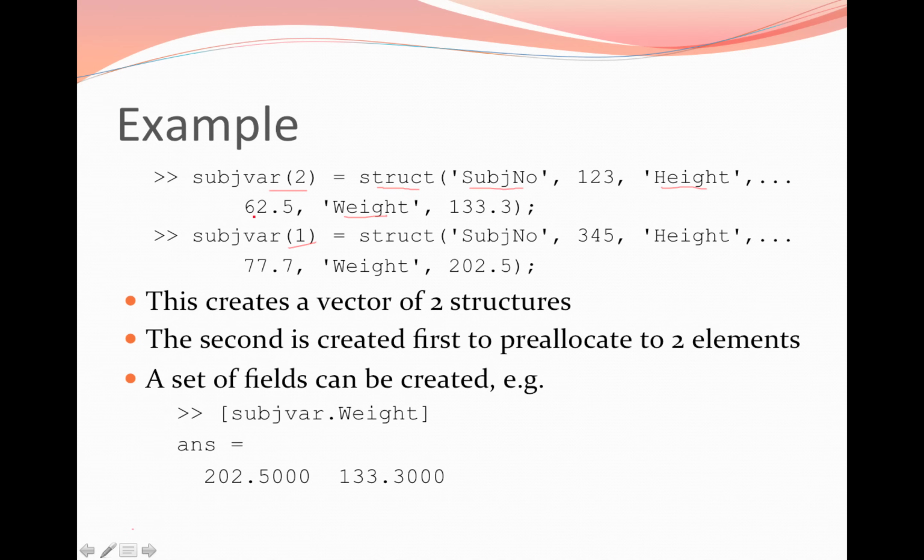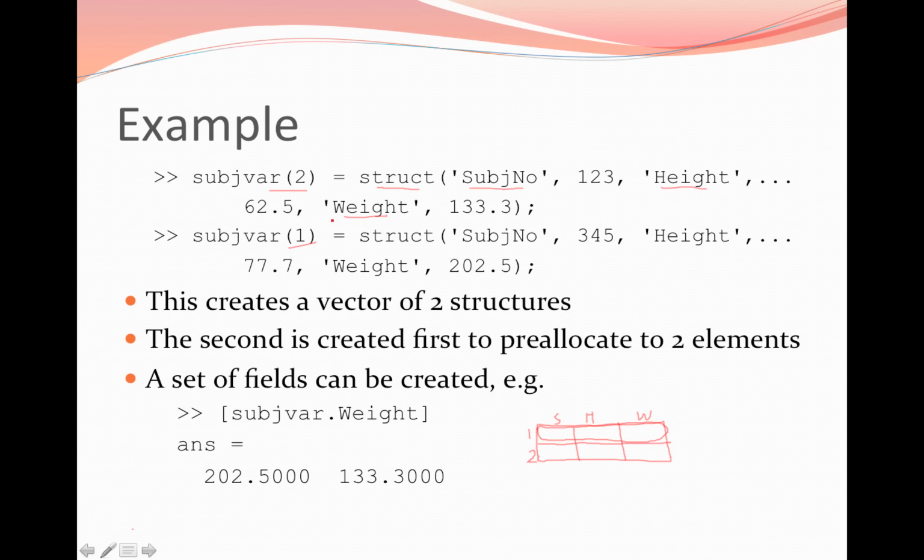So this is going to create a vector of structures. So we have a vector that has two elements in it. I'll draw it like it's a column vector. And each element in this vector is going to be a structure that has three fields, and I'll just abbreviate here: the subject number, the height, and the weight.